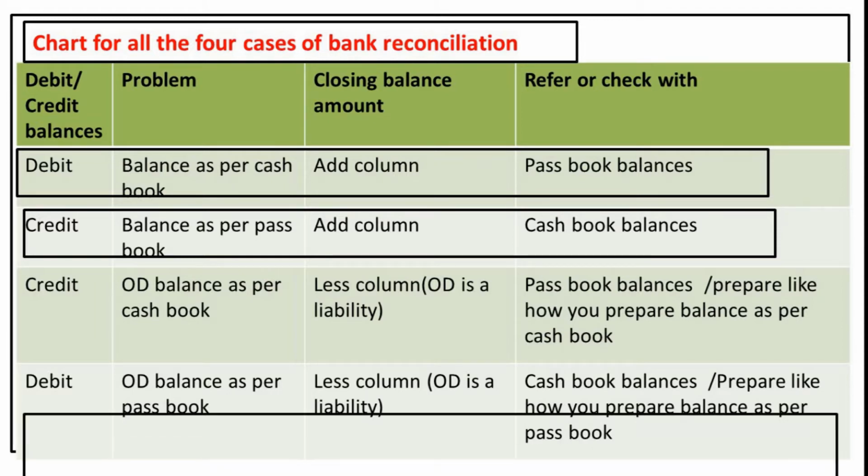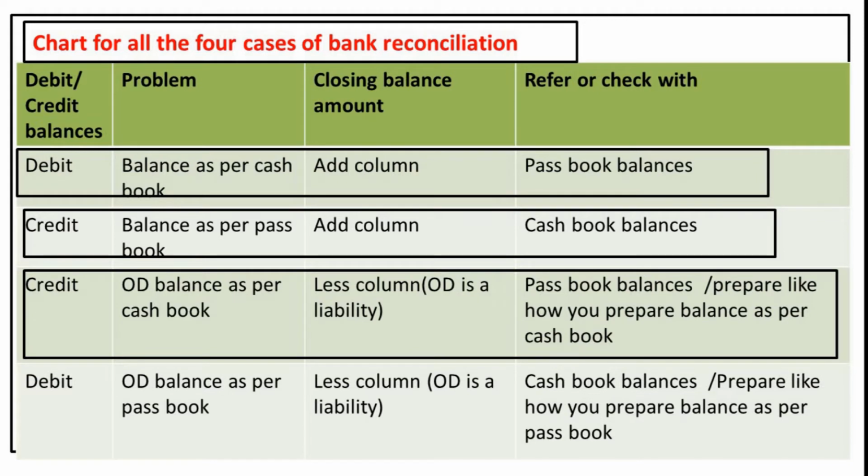But when the credit balance of cash book or OD balance of cash book is given in the problem, then we have to mention the closing balance in the less column. Also, while preparing the bank reconciliation statement, we have to refer to passbook balances. If the passbook balance is less, then we'll mention the difference amount in less column. If the passbook balance is more, then we'll mention the difference amount in add column.